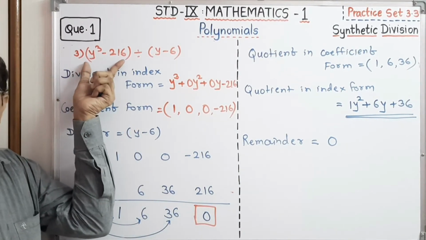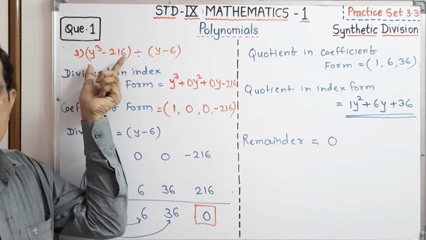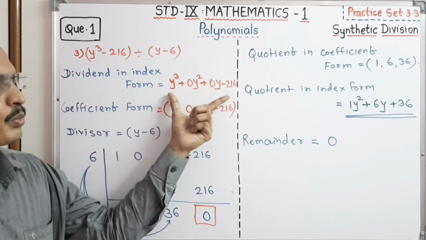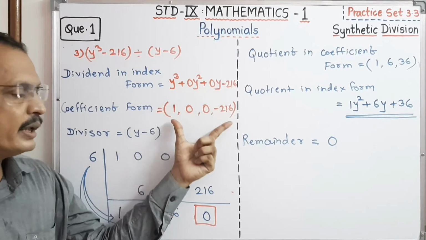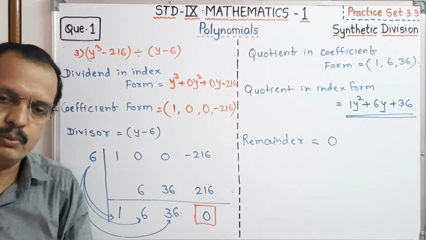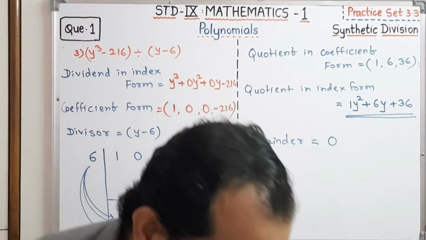See here, in this case, the dividend is not in a standard form. Therefore, first of all, we have to write it in a standard form, and then we have to write it in a coefficient form. Now see the fourth one.